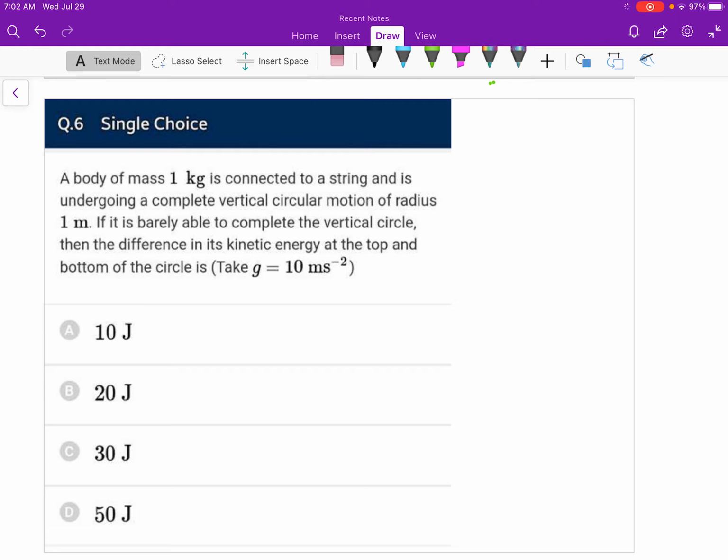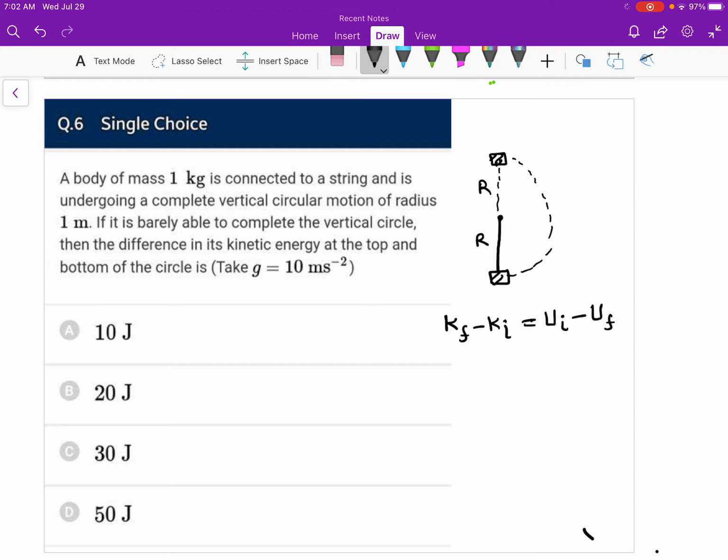Body of mass 1 is connected to a string and undergoes a complete vertical circular motion. It is barely able to complete the vertical circle. Then the difference in kinetic energy at top and bottom. So this is the bottom position and this is the top position. So K final minus K initial is U initial minus U final. Okay, so difference in kinetic energy at the top and the bottom position. So the ball has moved by 2r up.